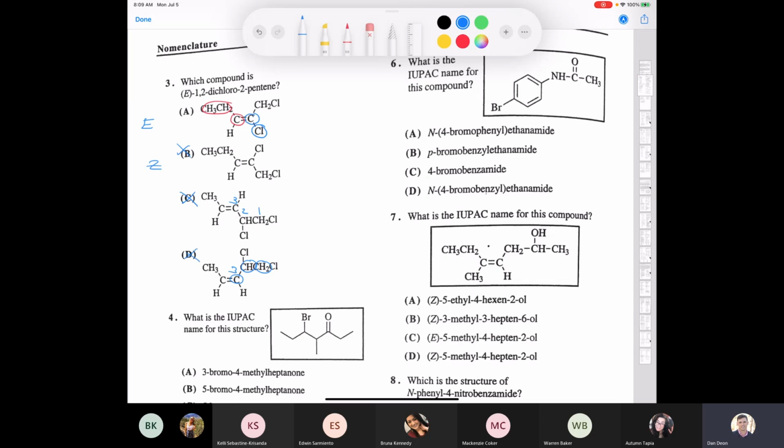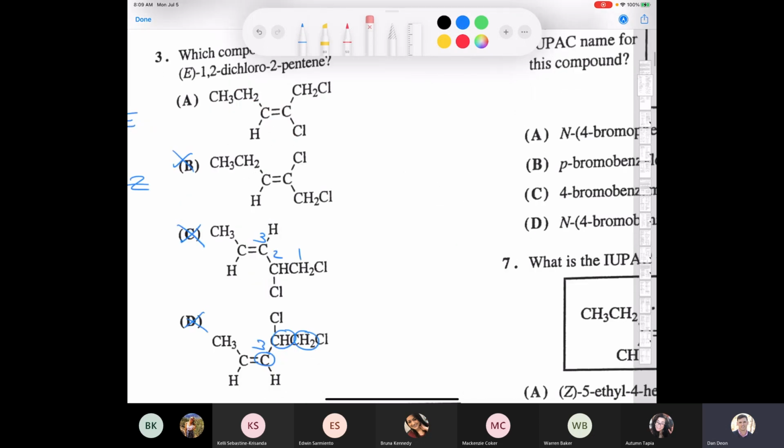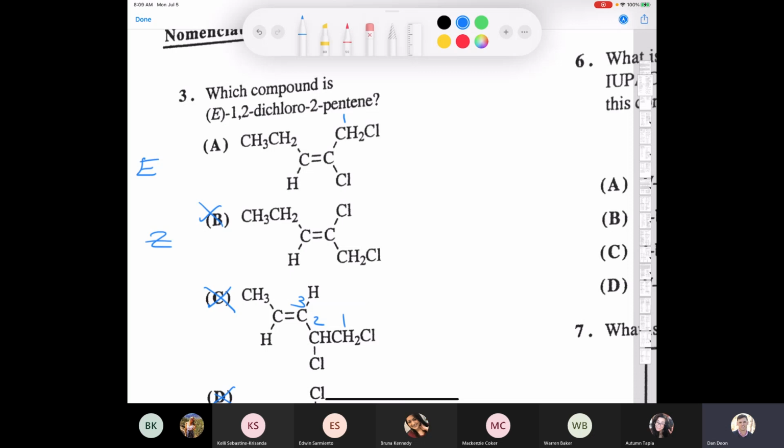What does that mean? That means that the answer has to be A. So let's take a look at it. We've already decided that A is an E compound, right? It is opposite or entgegen. Now we just need to check to make sure it's a 1,2-dichloro-2-pentene. So I'm going to erase what I have on there, and let's take a quick look at it. If you count the carbons, we have 1, 2, 3, 4, 5. We have a chlorine on carbon number 1. We have a chlorine on carbon number 2. And the double bond starts on carbon number 2, and it's an E compound. And so the correct answer is A.